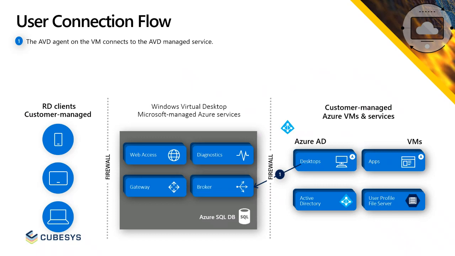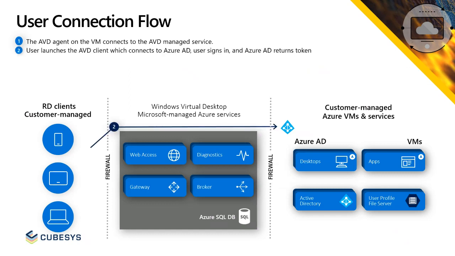So how do our users connect? Basically on the left-hand side, we've got our clients. In the middle, we've got the AVD service. And on the far right, we've got the stuff that we own and maintain. So typically what happens is that number one, there's an agent running on the AVD servers themselves that connects to the broker using 443 outbound reverse connect technology. So no ports need to be open to this VM. It's always phoning home.